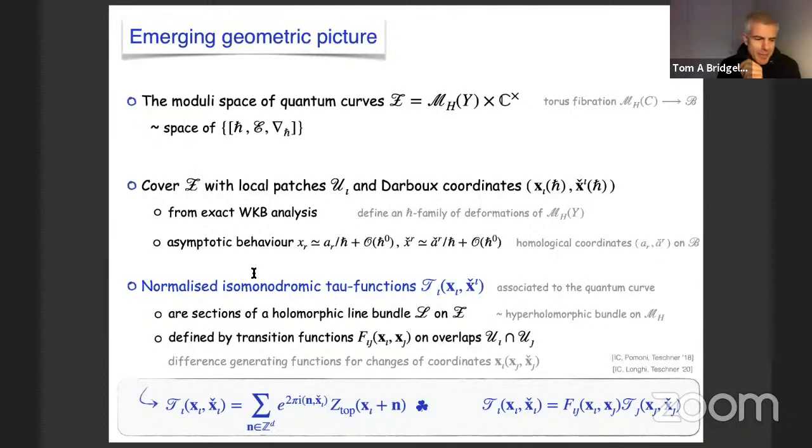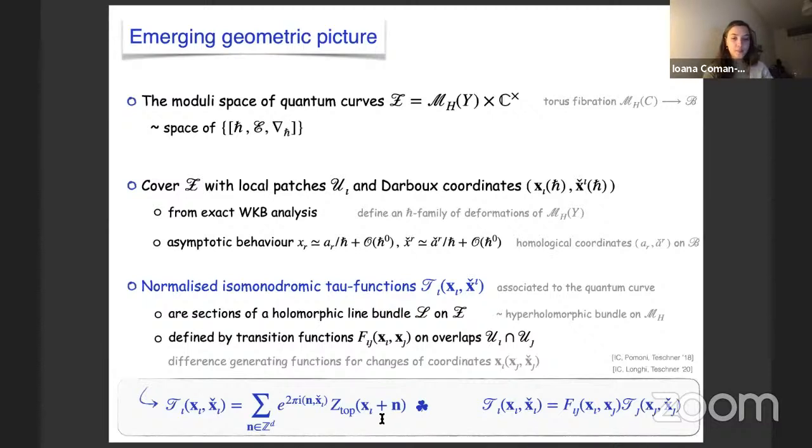Okay. Right, thanks. So now going to the next level in this picture. On such local patches U, there exist appropriately normalized tau functions, which are associated to the quantum curves and which describe their isomonodromic deformations. And then these tau functions can be seen as distinguished local sections of a line bundle over the space of quantum curves, which admit such generalized theta series expansions in the appropriate coordinates, which generate on the right-hand side the topological string partition functions.